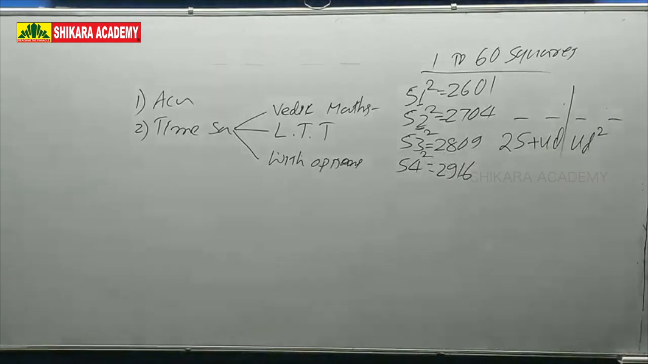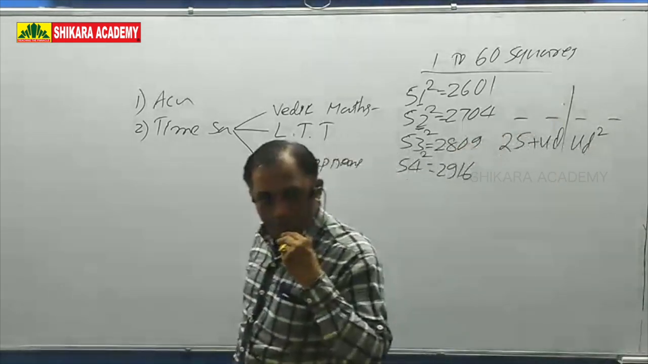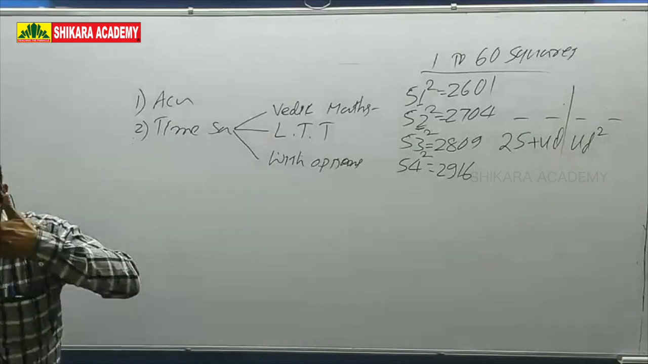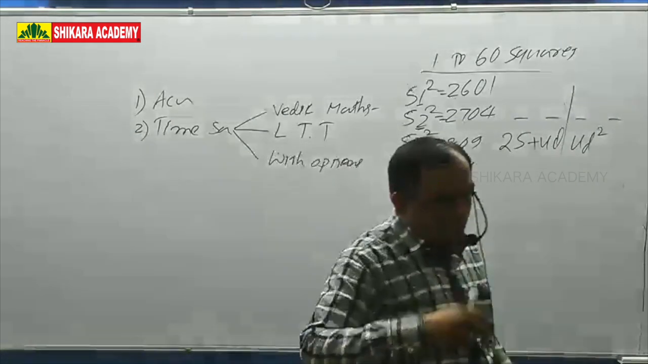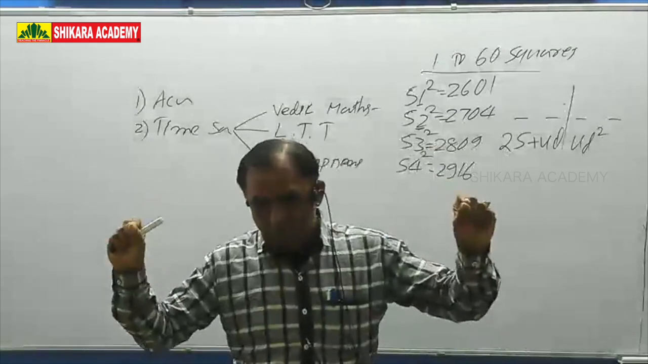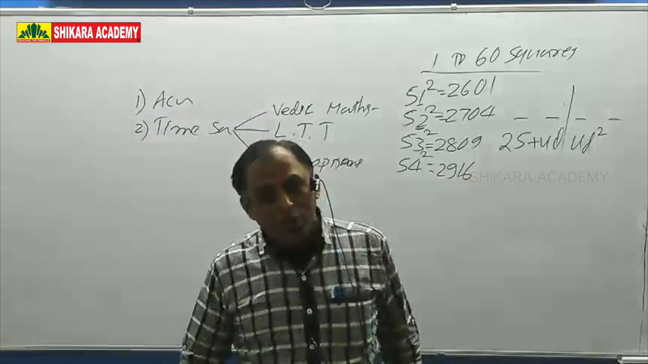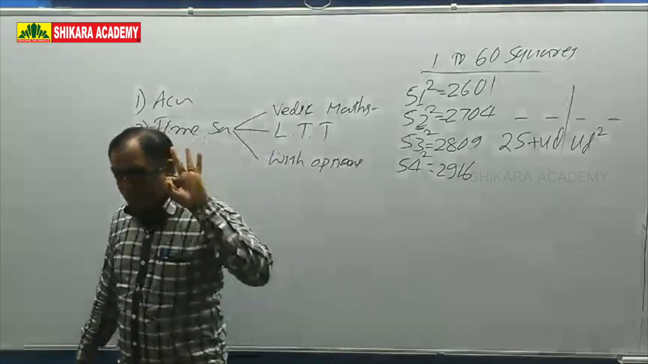Once again, everyone, please tell me the squares from 51 to 59. So now tell me 50 square. Please tell me the answer. 50 square: 2500. 51 square: 2601. 52 square: 2704. 53 square: 2809.